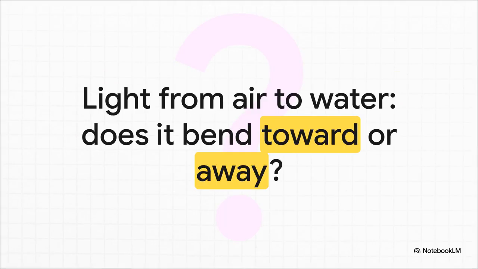So, to wrap all this up, I've got a little thought experiment for you. We know that light slows way down when it goes from air into water. So with that in mind, do you think the light ray bends inward, closer to a straight down path, or does it bend outward, away from it? Think back to our marching soldiers hitting the mud. Which way did their line turn? It's a great little test of everything we just covered about this incredible property of light.